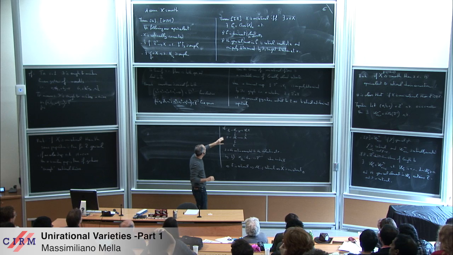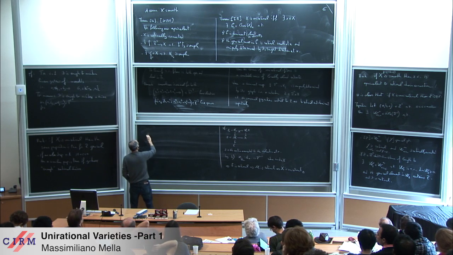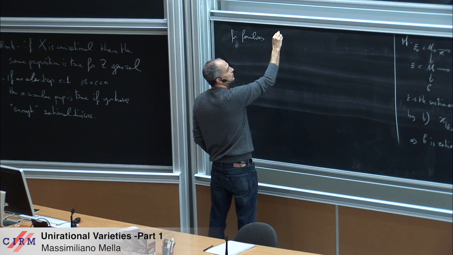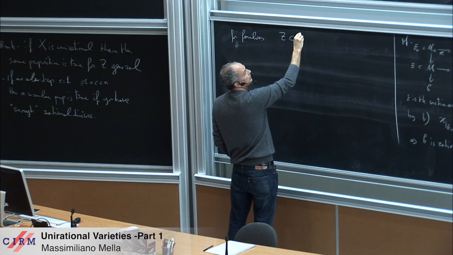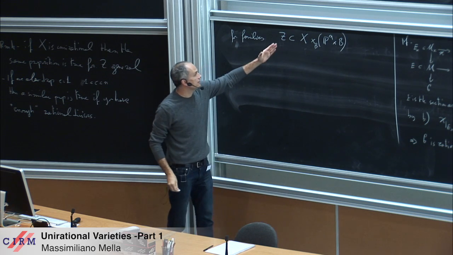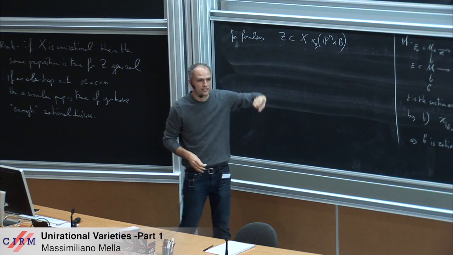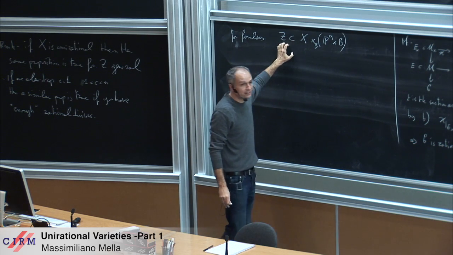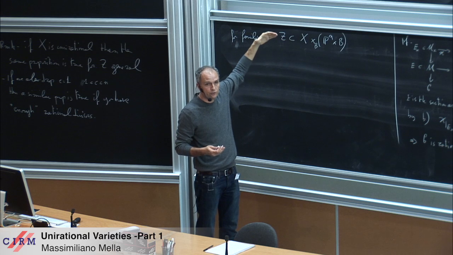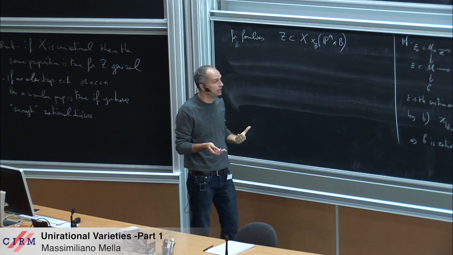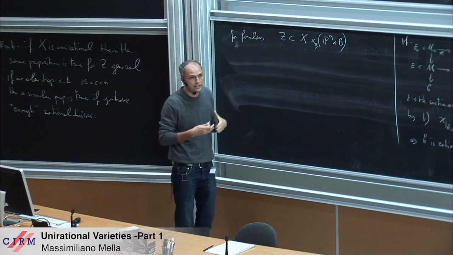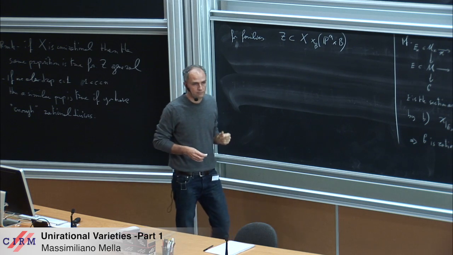Okay. So if you do it in families, I have some Z inside X times over B, P^n times B, such that when I restrict to every fiber, Z_t has these properties. And if I understood well, Chevalley's theorem tells us that this one is definable, and so it is constructible. And therefore the projection onto B is constructible again by Chevalley. And since the Hilbert scheme has countably many components, you get countably many locally closed subsets.